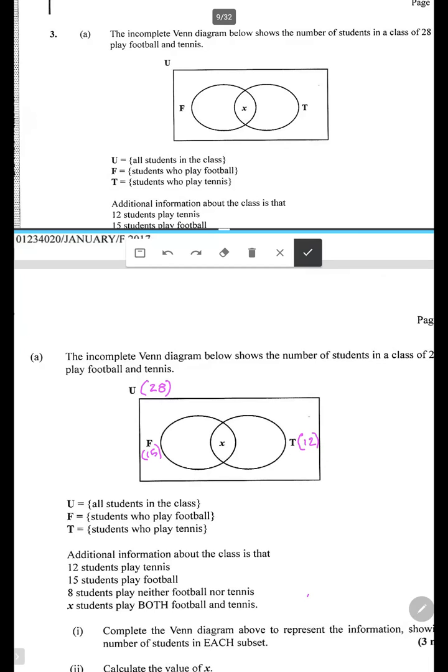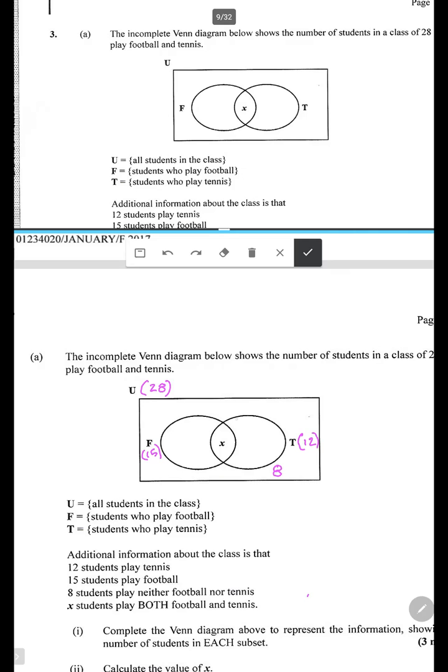And it says 8 students play neither. So 8 students are out here, outside of football and tennis. So I'm putting an 8 outside, for the 8 students who don't play any of those. And then X students play both, and that's what this X is for.